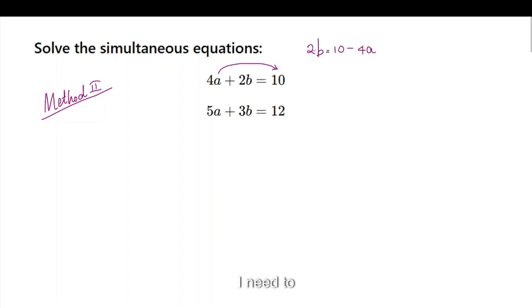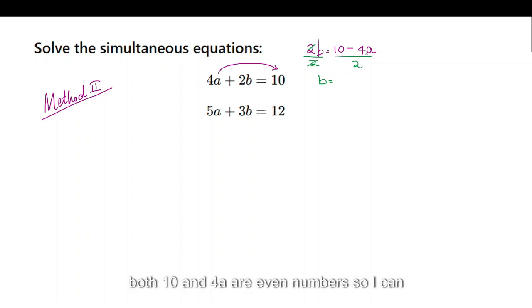Now I need to make one of the letters the subject. I'm trying to make b the subject. So let's divide both sides by 2. So these 2 gets cancelled out. So I get b is equal to 10 minus 4a over 2. Now I can see both 10 and 4a are even numbers. So I can factorize a 2 out. So let's take 2 out. 5 minus 2a. Why? Because 2 times 5 is 10. 2 times negative 2 is negative 4a over 2.